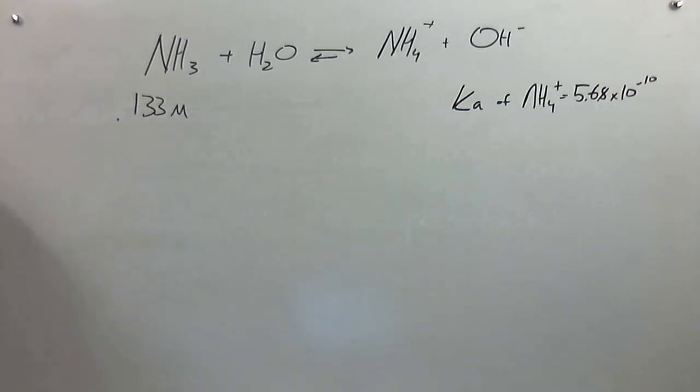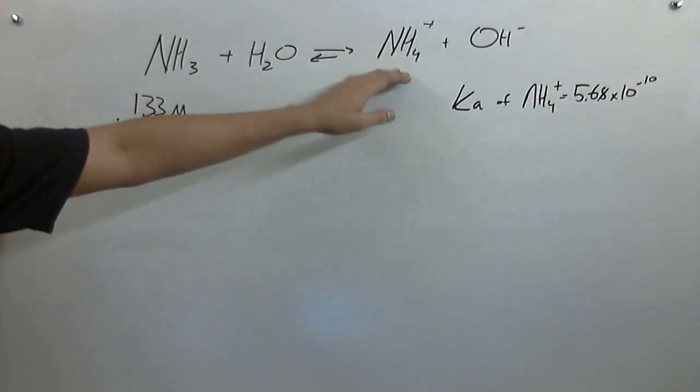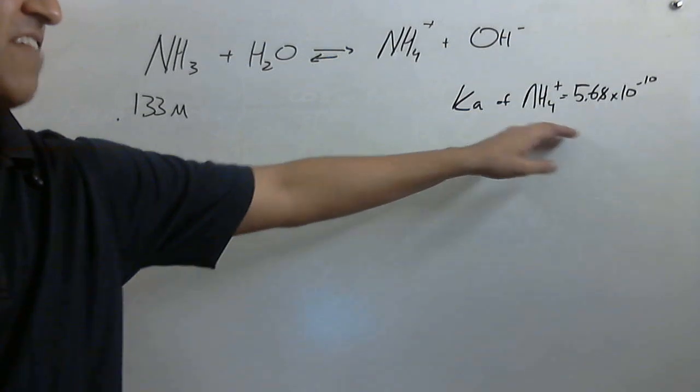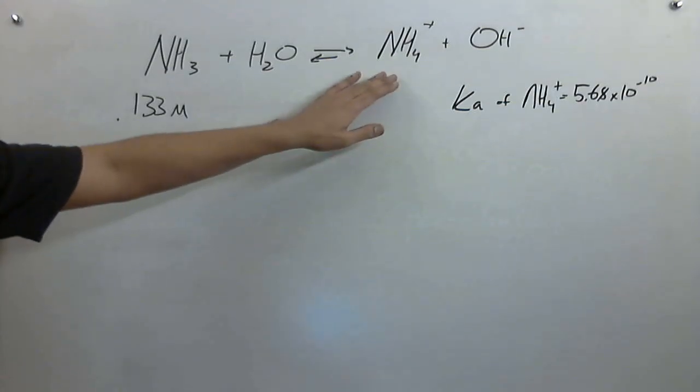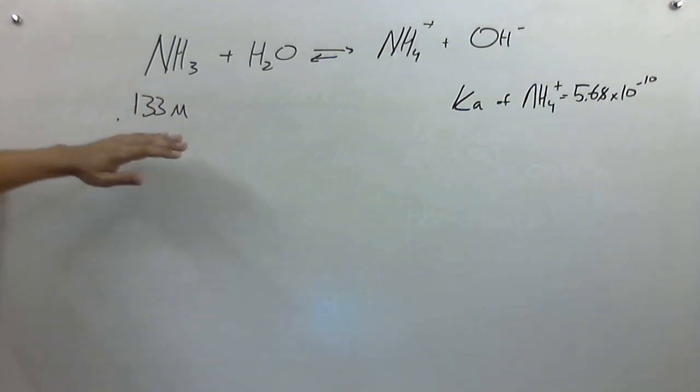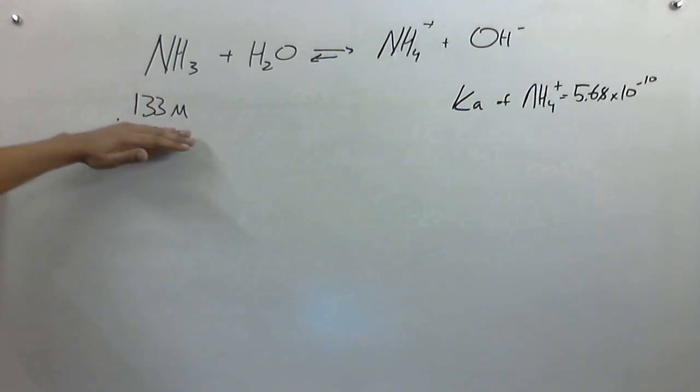So I went ahead and wrote out the equation at the top here. We're going to say that we have an aqueous solution, so we're going to put it in water, and we go from NH3 to NH4+. They gave me the Ka of my NH4+, that means this is my acid, this is my base. And they gave me my concentration of my base.